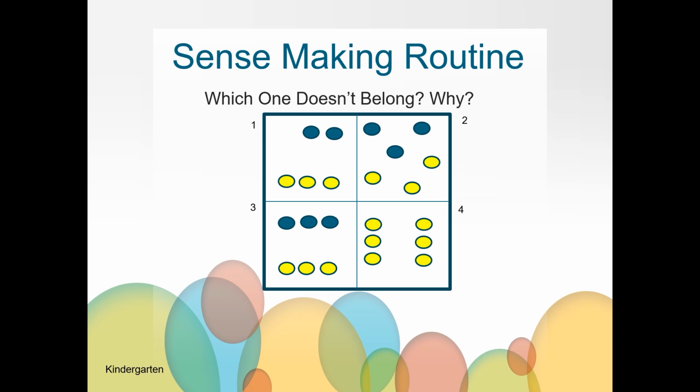Number 1 doesn't belong because there are 5 dots, and the other ones have 6 dots. Number 2 doesn't belong because the dots are scattered while the other ones are in rows. Number 4 doesn't belong because the dots are all yellow while the rest have yellow and blue dots. What else did you think of?